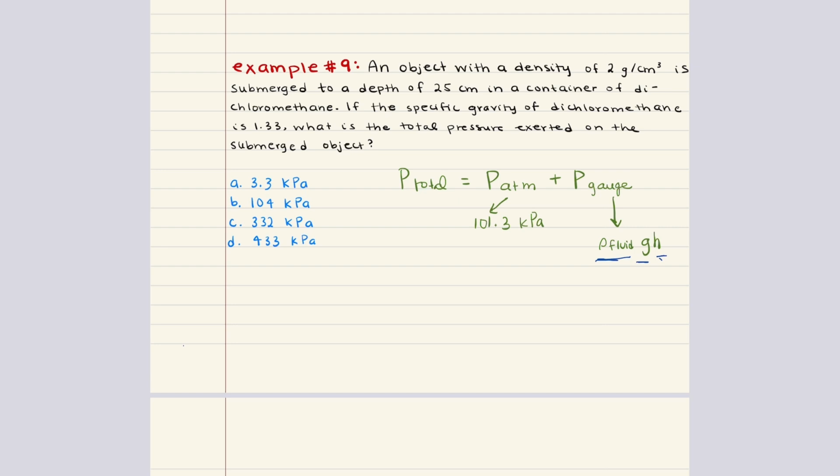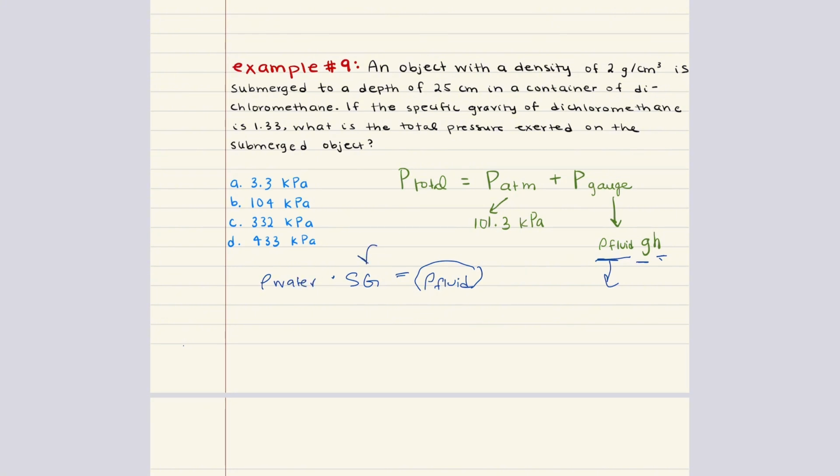We need to figure out, though, the density of the fluid. We're not given that directly, but we're given just enough information to figure it out. We're given the specific gravity of dichloromethane. So we can use the definition of specific gravity to figure out the density of the fluid. Remember that specific gravity is equal to the density of a fluid divided by the density of water. So if we're trying to figure out the density of the fluid, that's just going to be the specific gravity multiplied by the density of water.